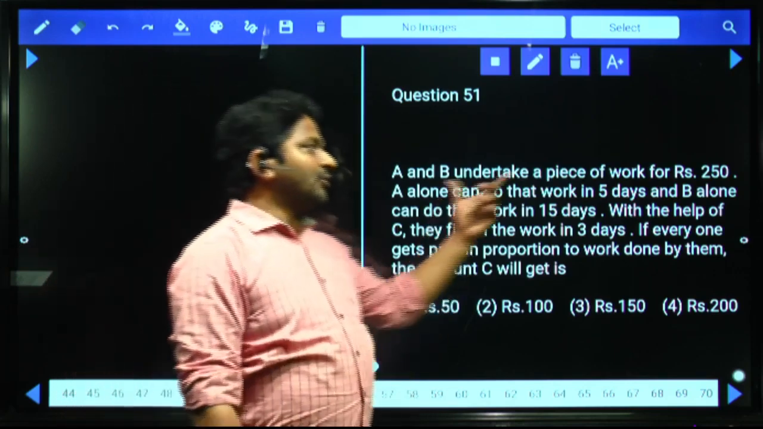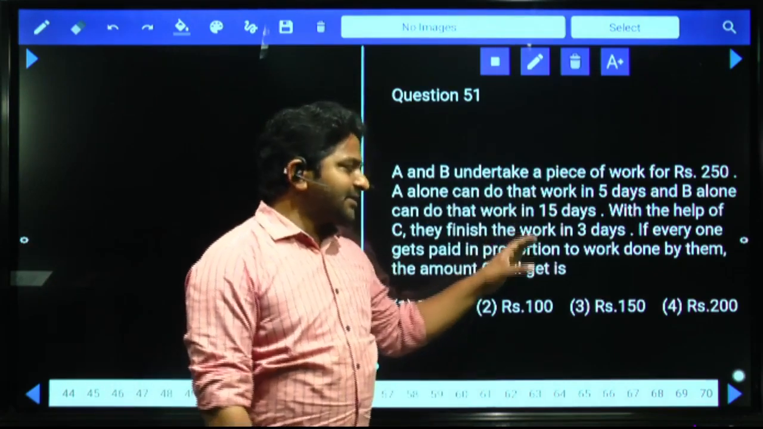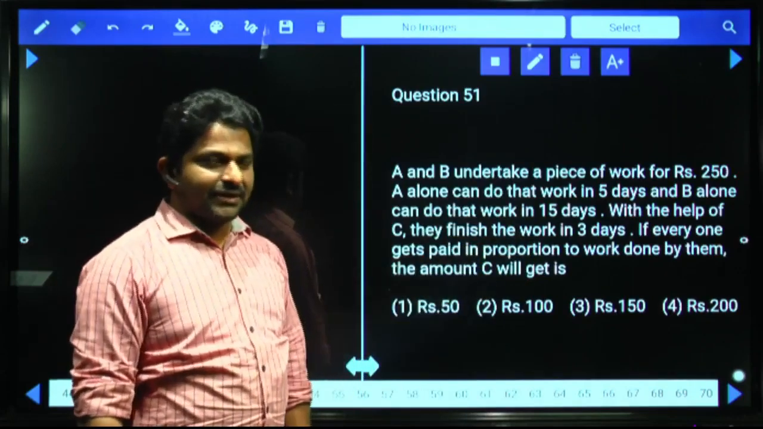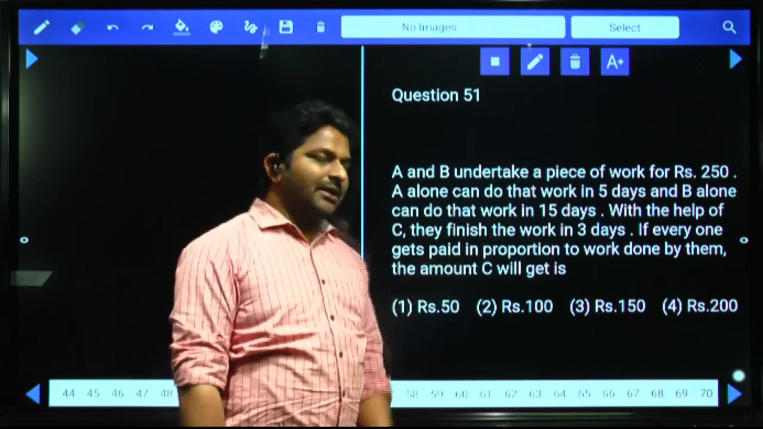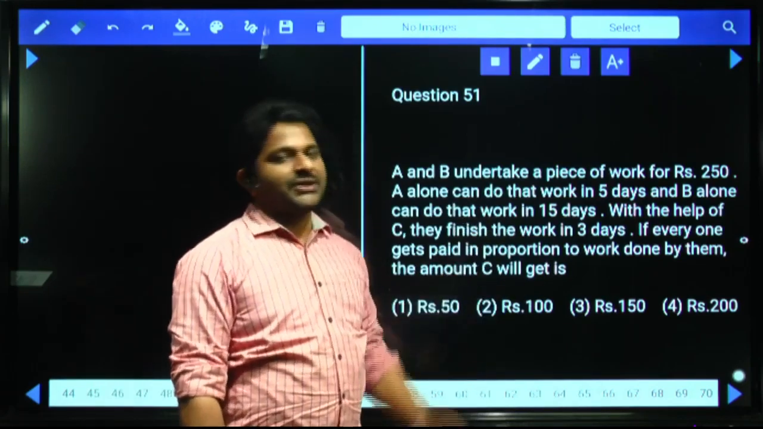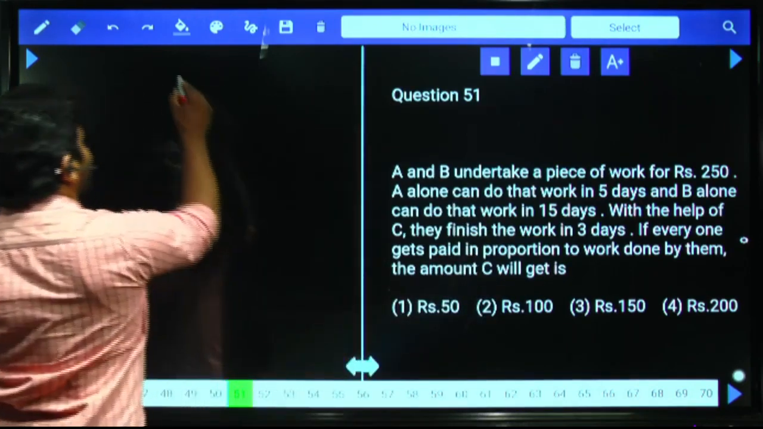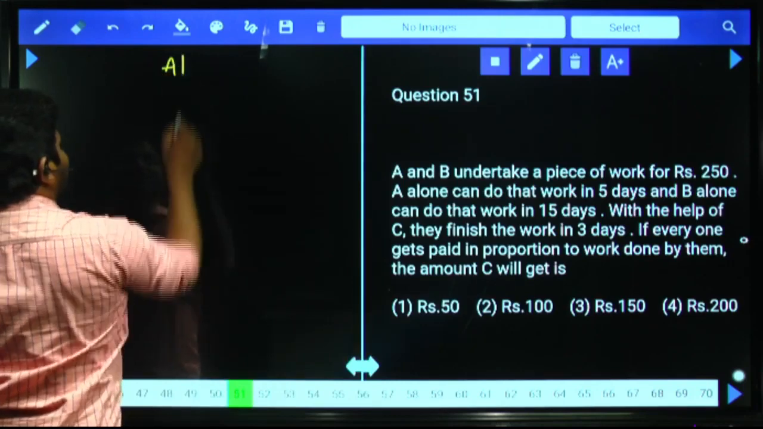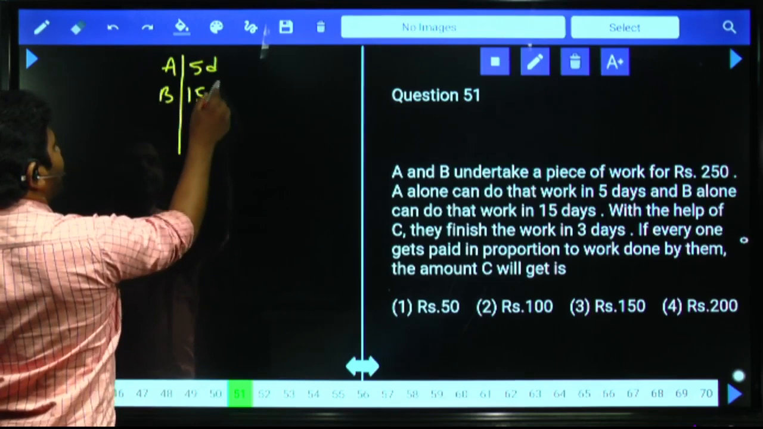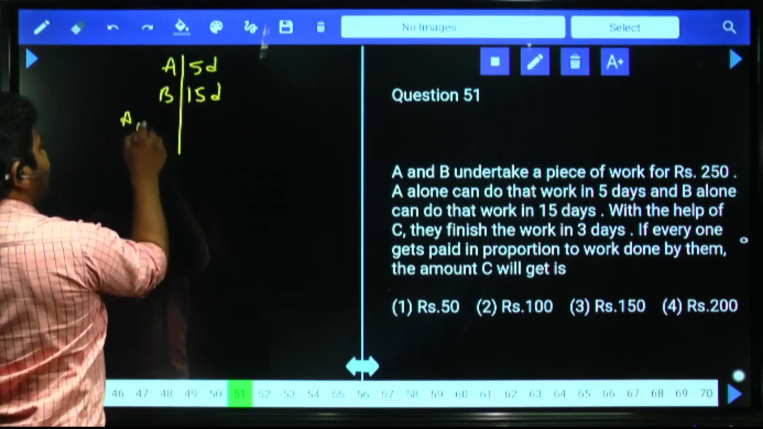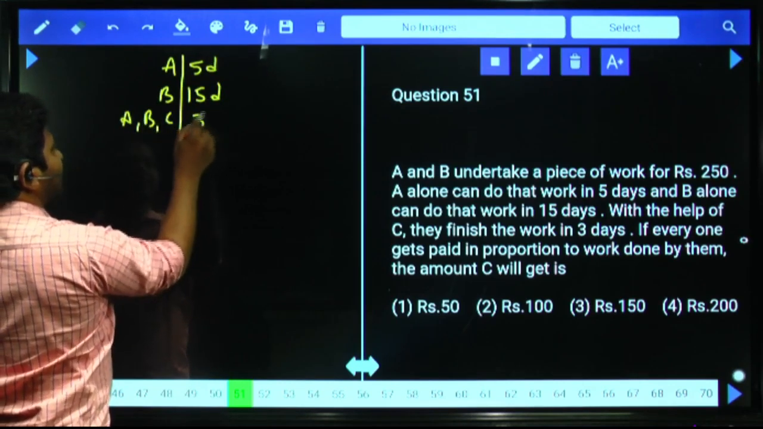So మనకి total 250 rupees ఉన్నాయి. A 5 days లో చేస్తున్నారు, B 15 days లో చేస్తున్నారు. C హెల్ప్ తీసుకొని ABC ముగ్గురు 3 days లో వర్క్ కంప్లీట్ చేస్తే Cకి వచ్చే షేర్ ఎంత క్యాలిక్యులేట్ చేయాలి. Right. So using information, A can do it in 5 days, B can do it in 15 days, and A, B, C together completed the work in 3 days.